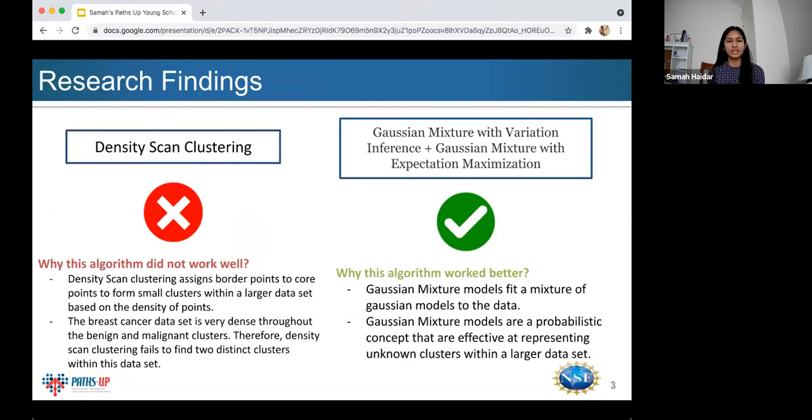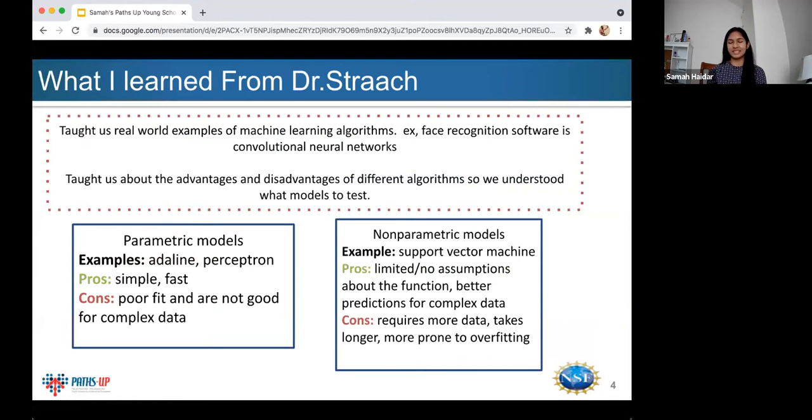So why did DBSCAN clustering not work the best? DBSCAN clustering assigns border points to core points, so it makes smaller clusters within a larger data set. However, the breast cancer data set is very dense throughout both clusters, so the model had a hard time picking up on these 2 distinct clusters. Now, Gaussian mixture models fit a mixture of Gaussian models to data, and this is more efficient because it is a probabilistic concept that is effective at representing unknown clusters within a larger data set. And that is pretty much the big reason why Gaussian mixture worked more efficiently.